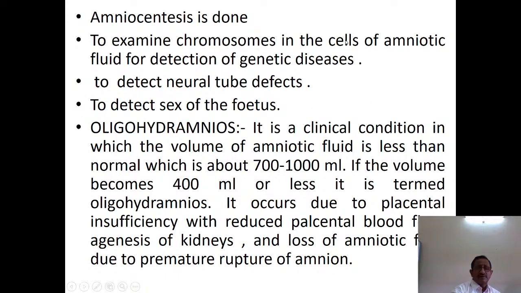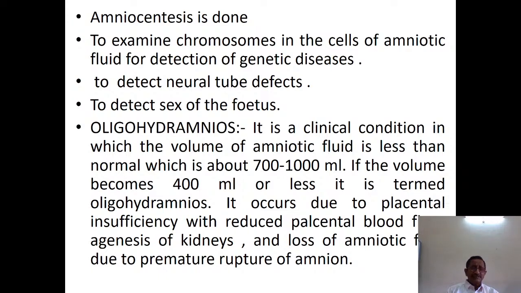Now this amniocentesis is done to examine the chromosomes in the cells of amniotic fluid for detection of genetic diseases. So after drawing this amniotic fluid, you separate the cells, then you cultivate them, then you have to see the chromosomes present in these cells. Then you may find some defects in the chromosomes to detect a genetic disease.